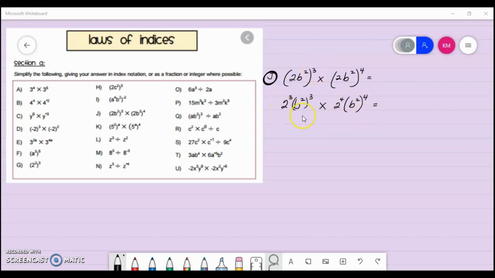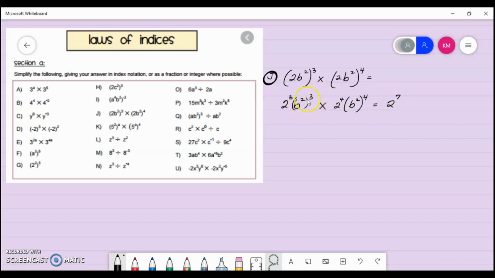Now, if you take a look at this, you will realize that we have 2 raised to the power 3, and here we have 2 raised to the power 4, and they are being multiplied. So apart from working with b as the same base, we have 2 as well being the same base here. So we can simplify this as 2 to the power of 4 plus 3 is going to give us 7. Remember, when we are multiplying with the same base, we add our powers. So we're going to get 3 plus 4, that is going to give us 7.